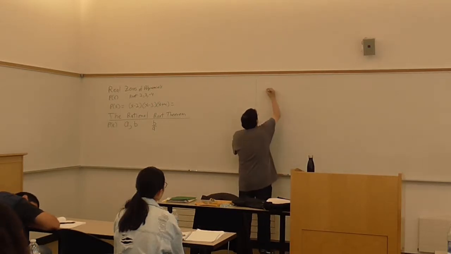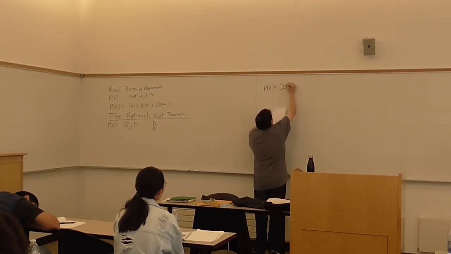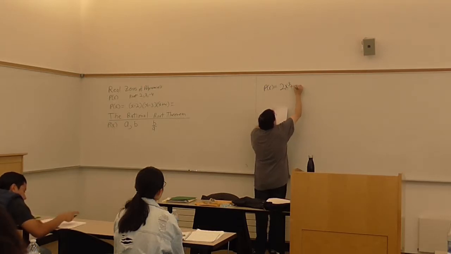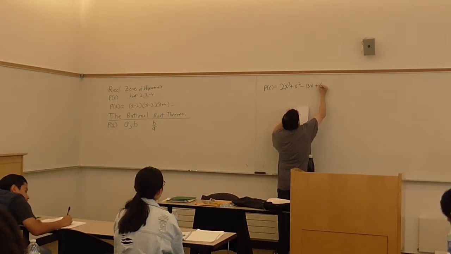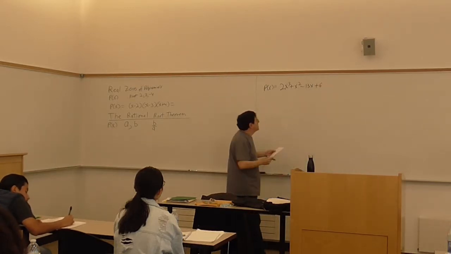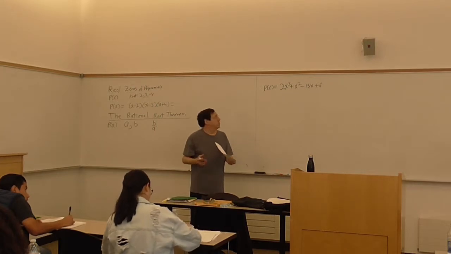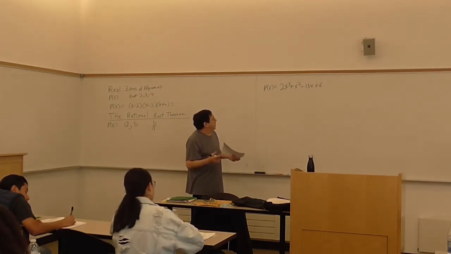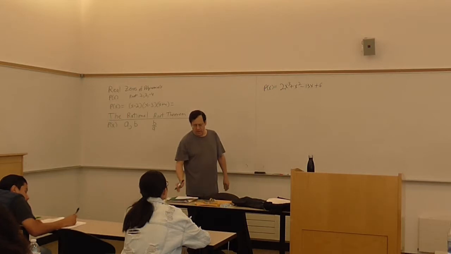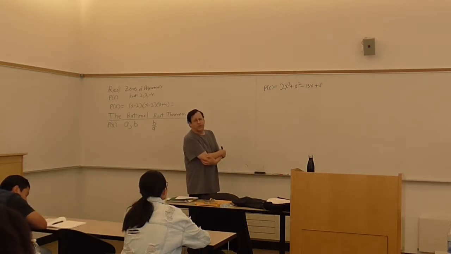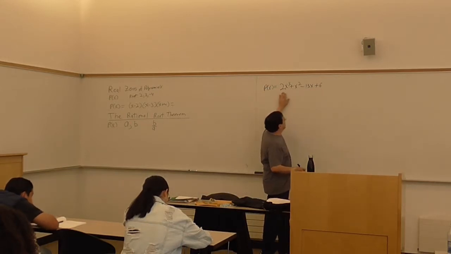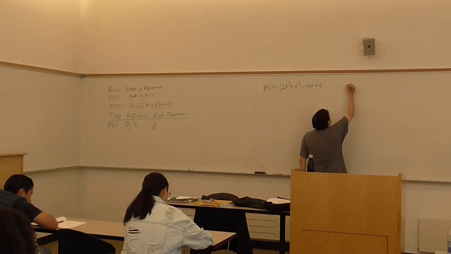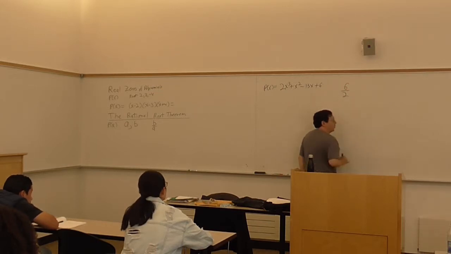Let's take a look at the polynomial 2x cubed plus x squared minus 13x plus 6. Now, this is much harder, and I led you wrong in the first example. It's not so much 6 divided by 2 as the fraction 6 over 2.